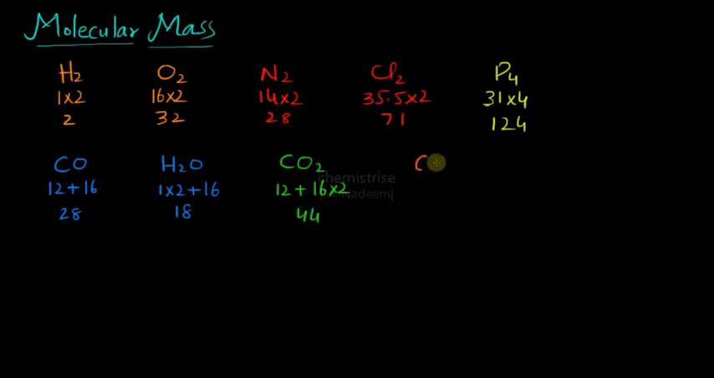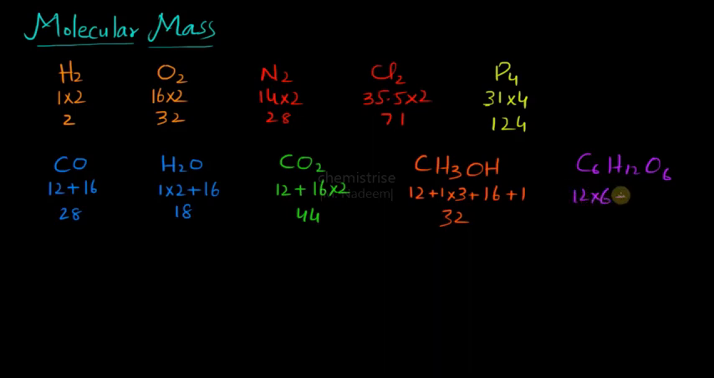For example, we have CH3OH. How do we find the molecular mass of this? Carbon is 12 from the periodic table, plus hydrogen is 1 times 3, plus oxygen is 16, plus hydrogen is 1. We add them together and get the answer. So it would be 32. We can have compounds like C6H12O6. Carbon is 12 times 6, hydrogen is 1 times 12, plus oxygen is 16 times 6. The total of this will give you 180.